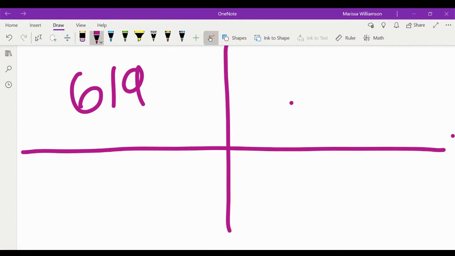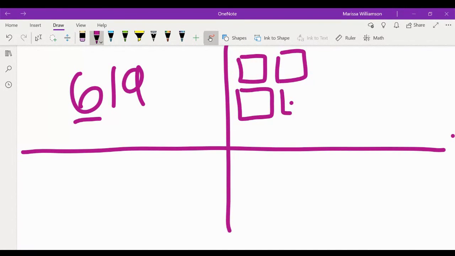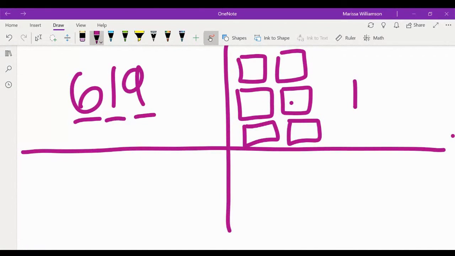Then over here, I draw it in base 10. So again, I'm starting with the hundreds. I'm drawing 6 hundred squares. Then I look at my 10s and I just have 1, so I just draw a 1 10 stick. And finally, I have 9 1s, so I'm going to draw 9 of these little circles.